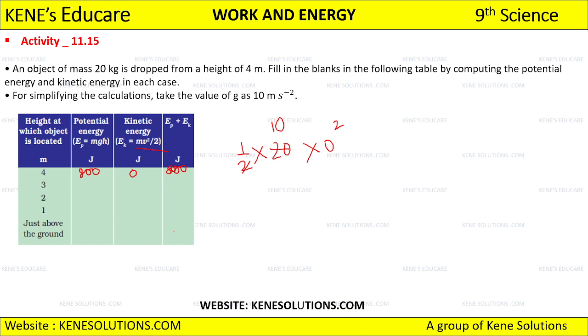But before that you have to use the formula v square minus u square is equal to 2as. Then when you use this formula, you will get the value of v, and then only you will be able to calculate the kinetic energy, right? So please calculate it for 3, 2 and 1 everyone, and then we'll proceed with the next part.